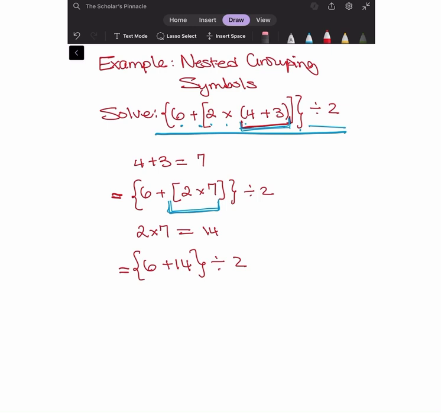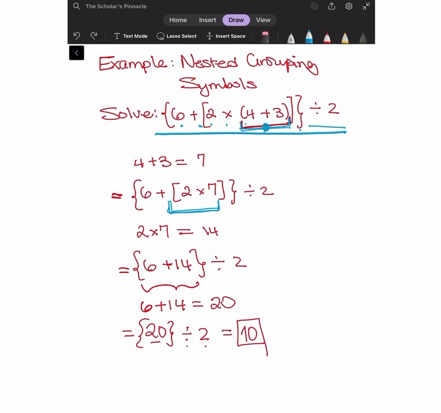Next, we're going to do what? We're going to take care of this curly bracket section using addition. 6 plus 14 equal to, you got that right, 20. What's the next step? Tell me. You got that right. 20 divided by 2 equal to, bingo, you got that. Always remember to work from the inside out when grouping symbols are involved.